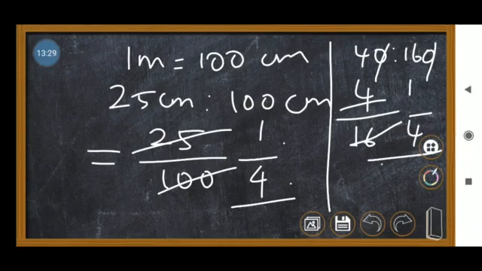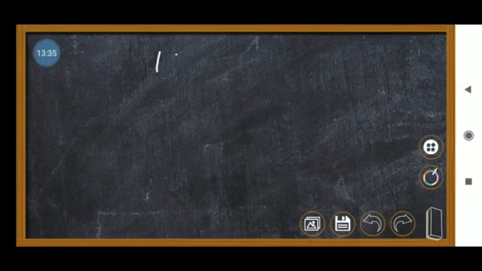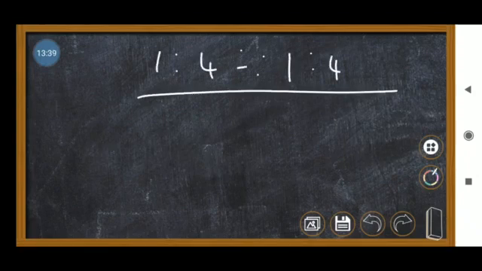Okay, so what is the answer? Both are proportional. Both are equal ratios. So 1 is to 4 is proportional with 1 is to 4. This is the only kind of conversion you have to do, students. The second problem: 39 liters to 65 liters and 6 bottles to 10 bottles. Liters are given here, and in the next one bottles are given. So it is very easy to do.